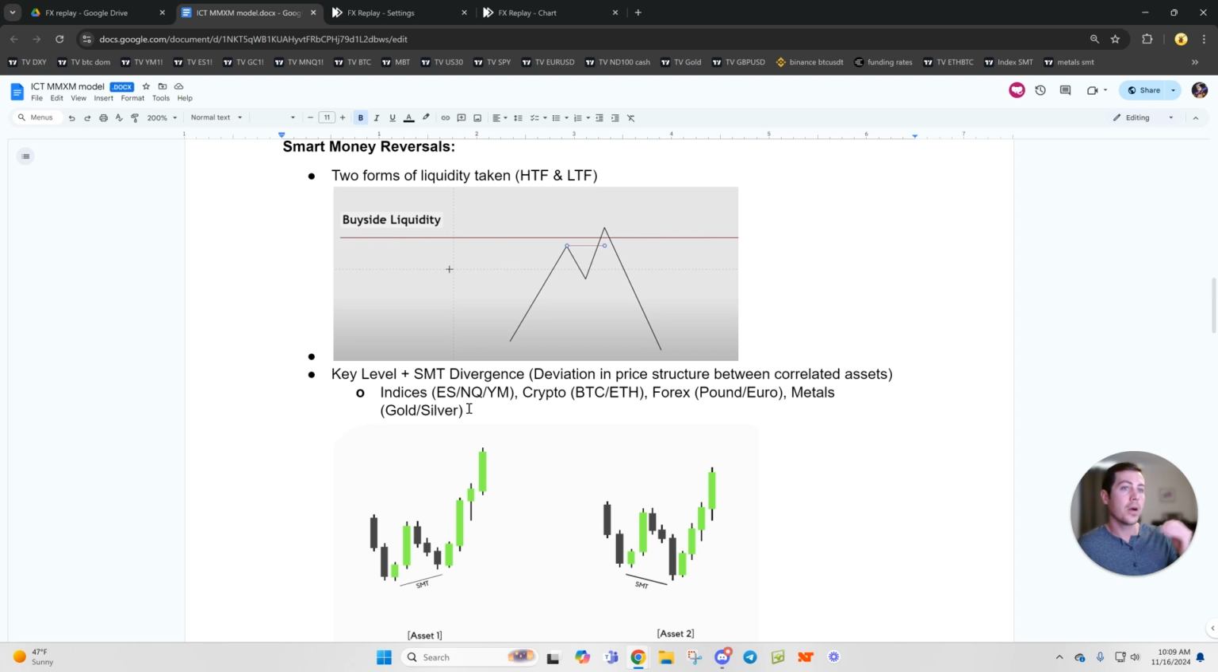Essentially, two highly correlated assets that generally like to trade in tandem. When you see these deviations in price structure, in this instance, one of them makes a higher low and one of them makes a lower low, it's called SMT divergence. Sometimes people call it a crack in the correlation. But it's basically just a deviation in the price structure, and this is a potential indicator that price could be reversing to the other direction. So all these things together are how you can try to identify smart money reversals. You're at a key liquidity level, and you have SMT divergence potentially on lower time frames.